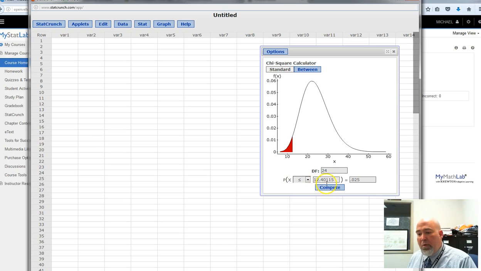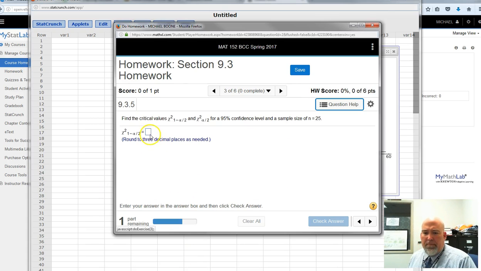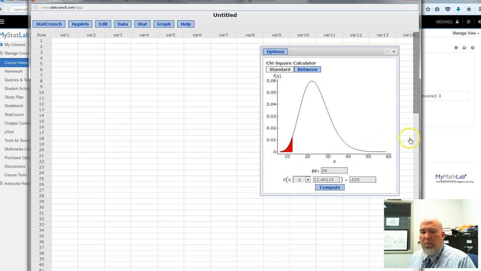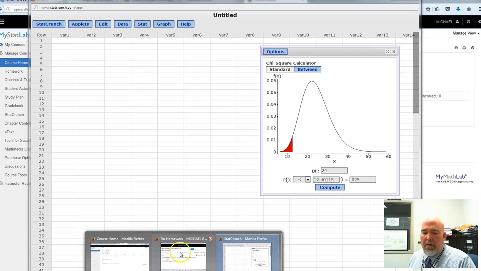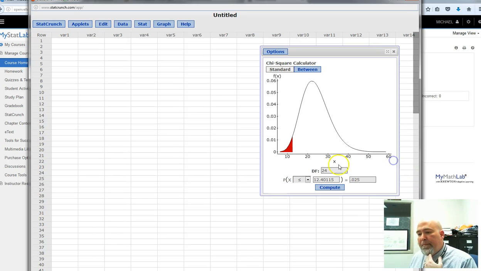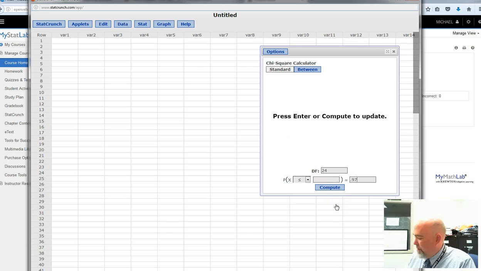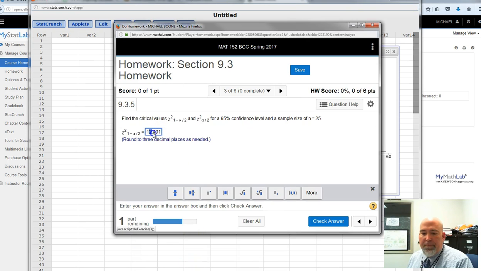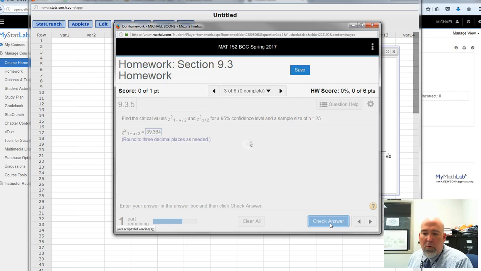So if I'm looking for that lower 2.5%, I get this picture and it gives me the chi-squared value of 12.401. Double check that. 12.401. And so that's going to give me my lower bound. Well, actually, that would give me my upper, the 1 minus alpha over 2. So I need to go back and instead of putting 2.5%, put in the 97.5. That's 1 minus the 2.5%. So when I compute, I get 39.364. When I do my lower one, it'll be that 12 number.